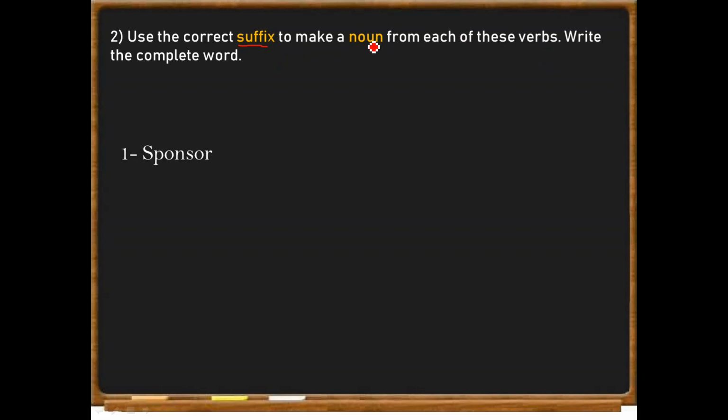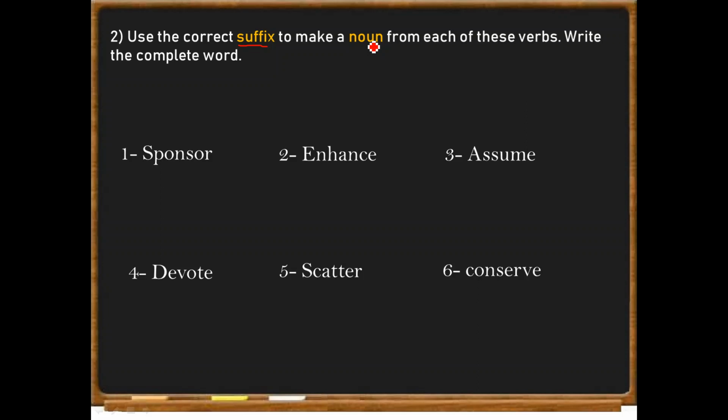Okay. Number 1, sponsor. Sponsor بمعنى يرعى أو يمول, like to fund something. Number 2, enhance بمعنى يحسن أو يطور, like to develop something, to improve something. Number 3, assume. If you want to assume something بمعنى يعتقد أو يكون فكرة أو اعتقاد. Devote بمعنى يكرس. Scatter بمعنى ينثر, exactly, it's like ينثر. Last one, conserve بمعنى يحفظ أو يحافظ.